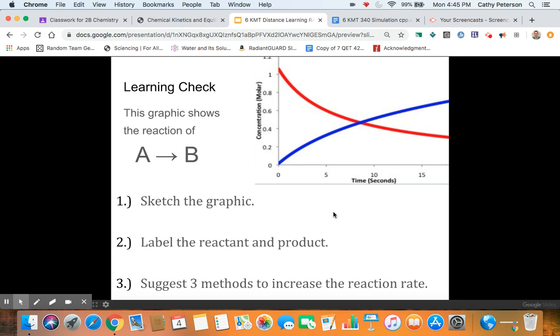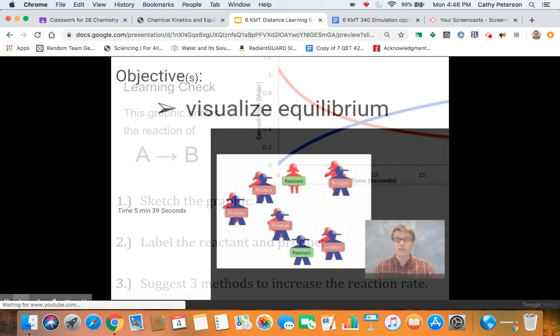And just to check yourself, if you sketched this graphic and I asked you to label the reactant and label the products. See this red line here? This one is the reactant. As time goes on, it's being reduced. And the blue line, this one is the product. As time goes on, it is being produced and increases. And then suggest 3 methods to increase the rate of reaction. Again, you should be able to do that from some of the classwork we've already done.